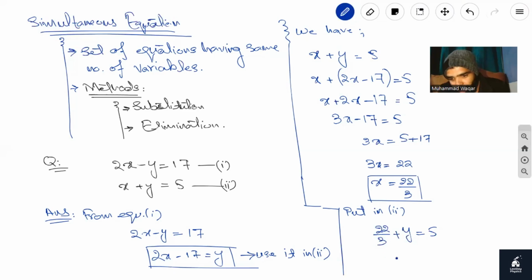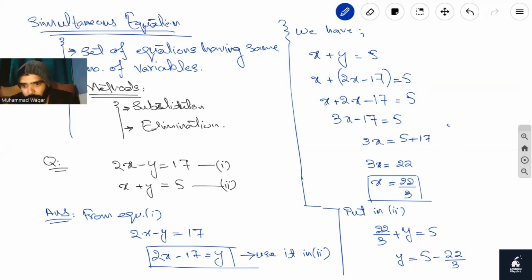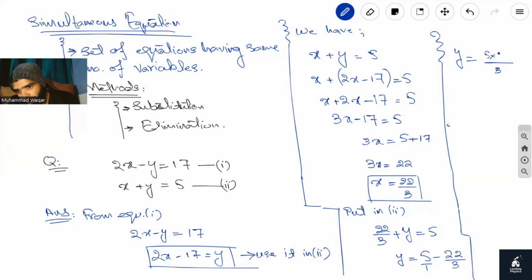If we take 22 by 3 to the other side, then we would have 5 minus 22 by 3. And we can solve this considering this is a fraction and a number. So now we would find what's the exact value of y. If we just solve this side, we can write 5/1. 5 can also be a fraction. 3 times 1 is 3. So 5 times 3 cross multiply minus 22.